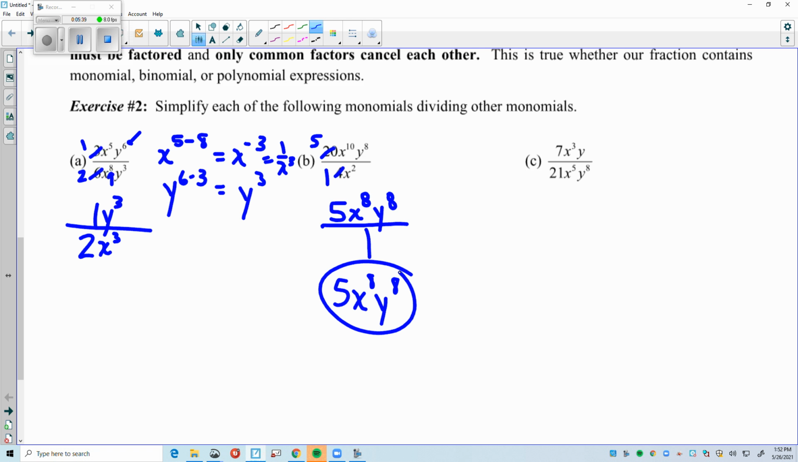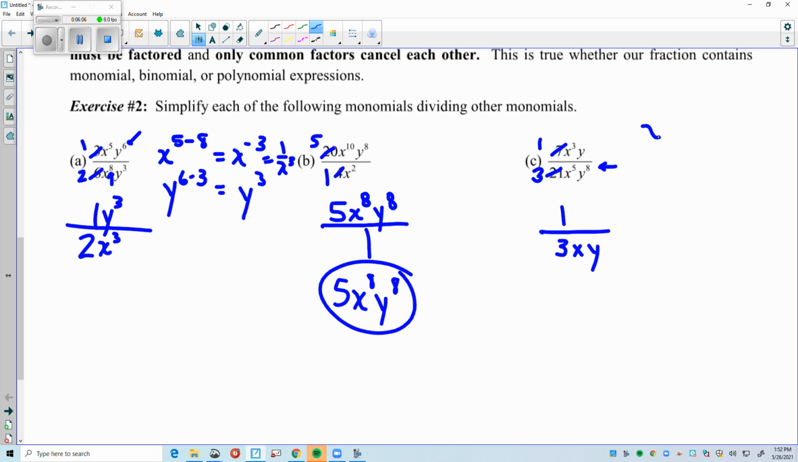Okay. Letter C, same idea. So a number that divides evenly into both 7 and 21, I can find as 7. So 7 goes into 7 once. 7 goes into 21 3 times. Okay, so again, starting to write our final answer. Now I'm noticing that with both of my variables, both the x and the y, the larger of the two exponents is in the bottom. So that means when I subtract these, they're going to remain in the bottom.